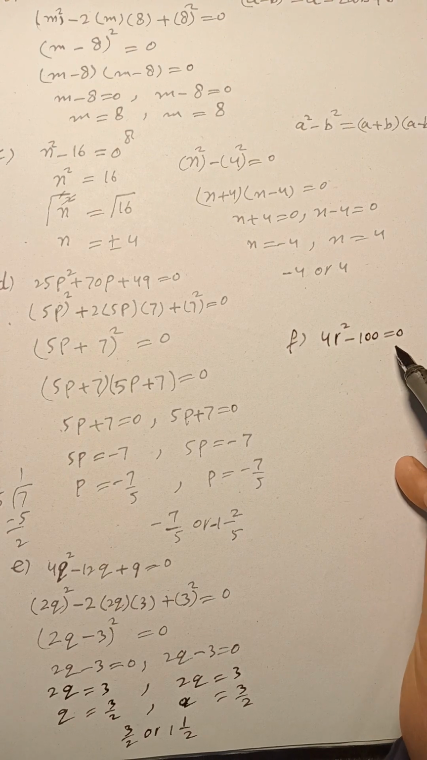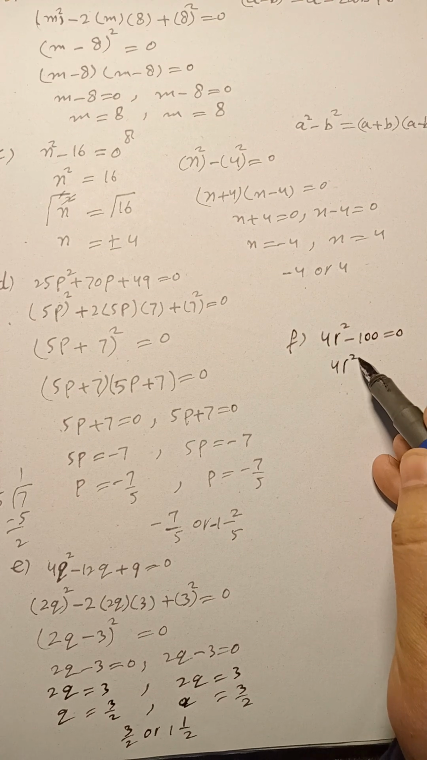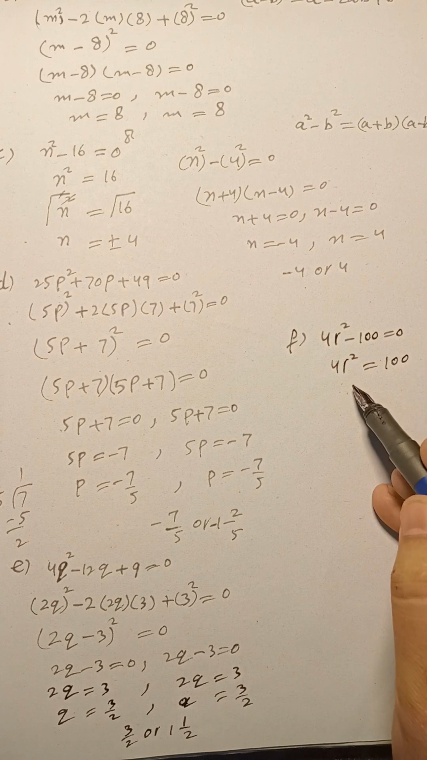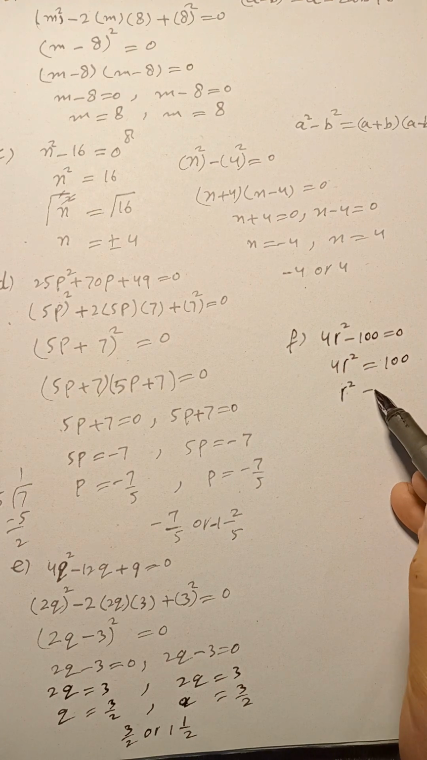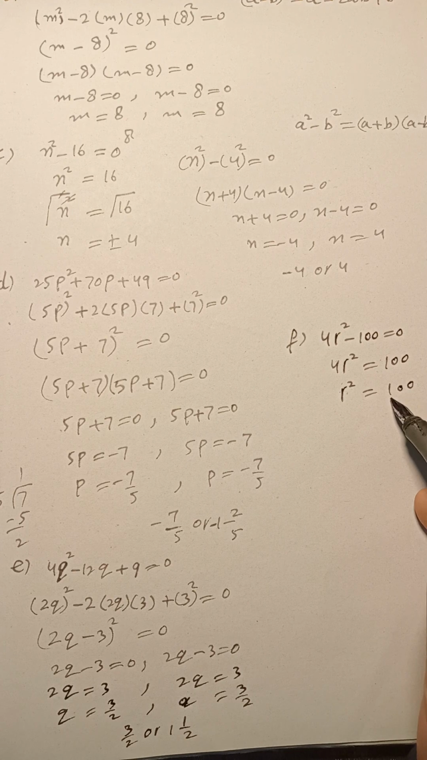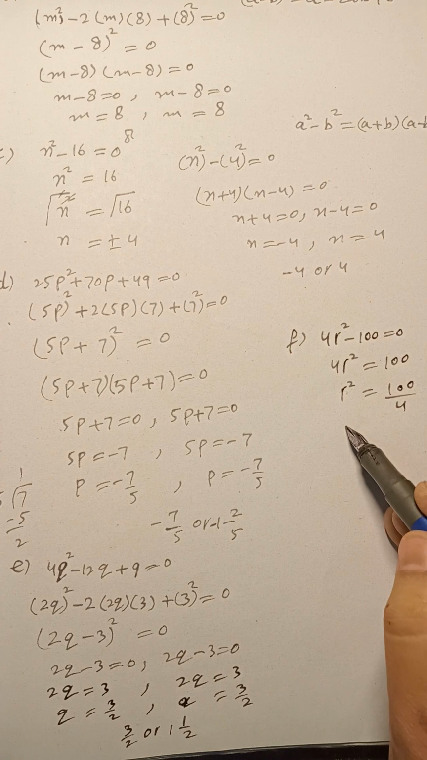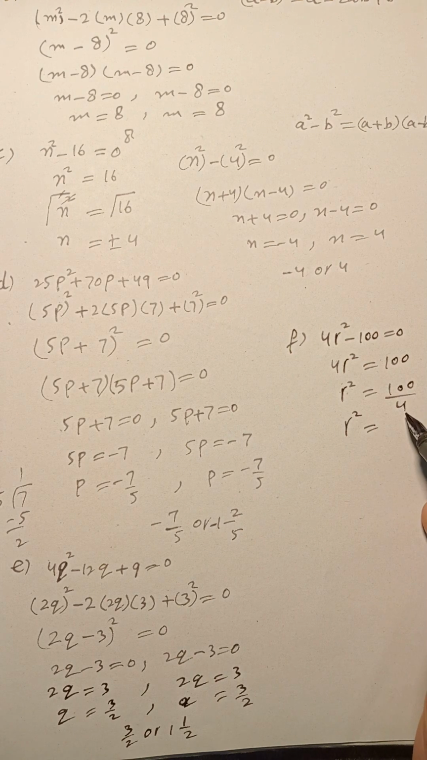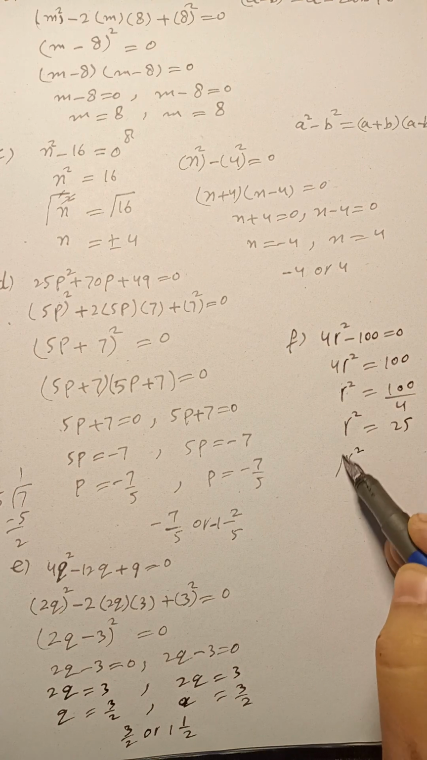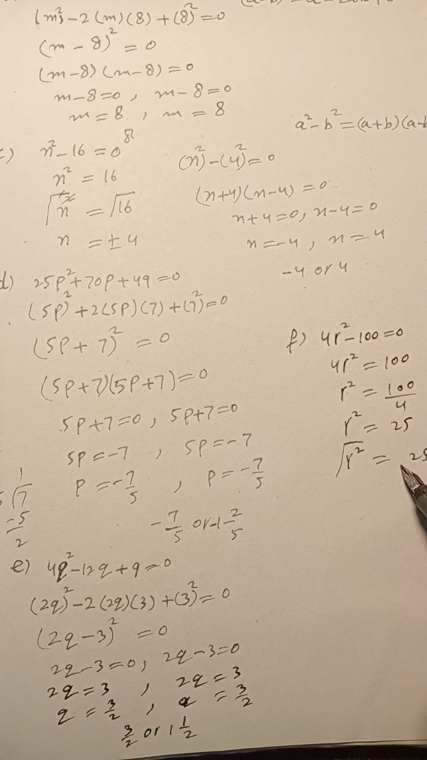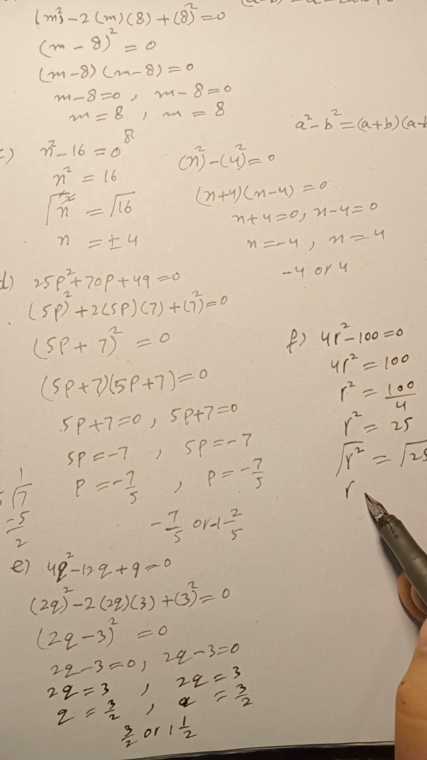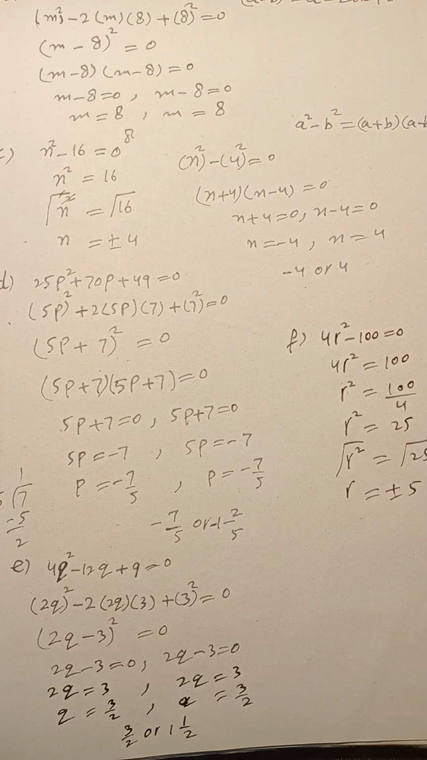4r square minus 100 is equal to 0. So 4r square is equal to 100 here, and r square is equal to 100 over 4, and r square is equal to 100 divided by 4 is equal to 25. So remove the square of r and take under root on both sides, and r is equal to plus minus 5 here because 25 under root is equal to 5. This is our answer.